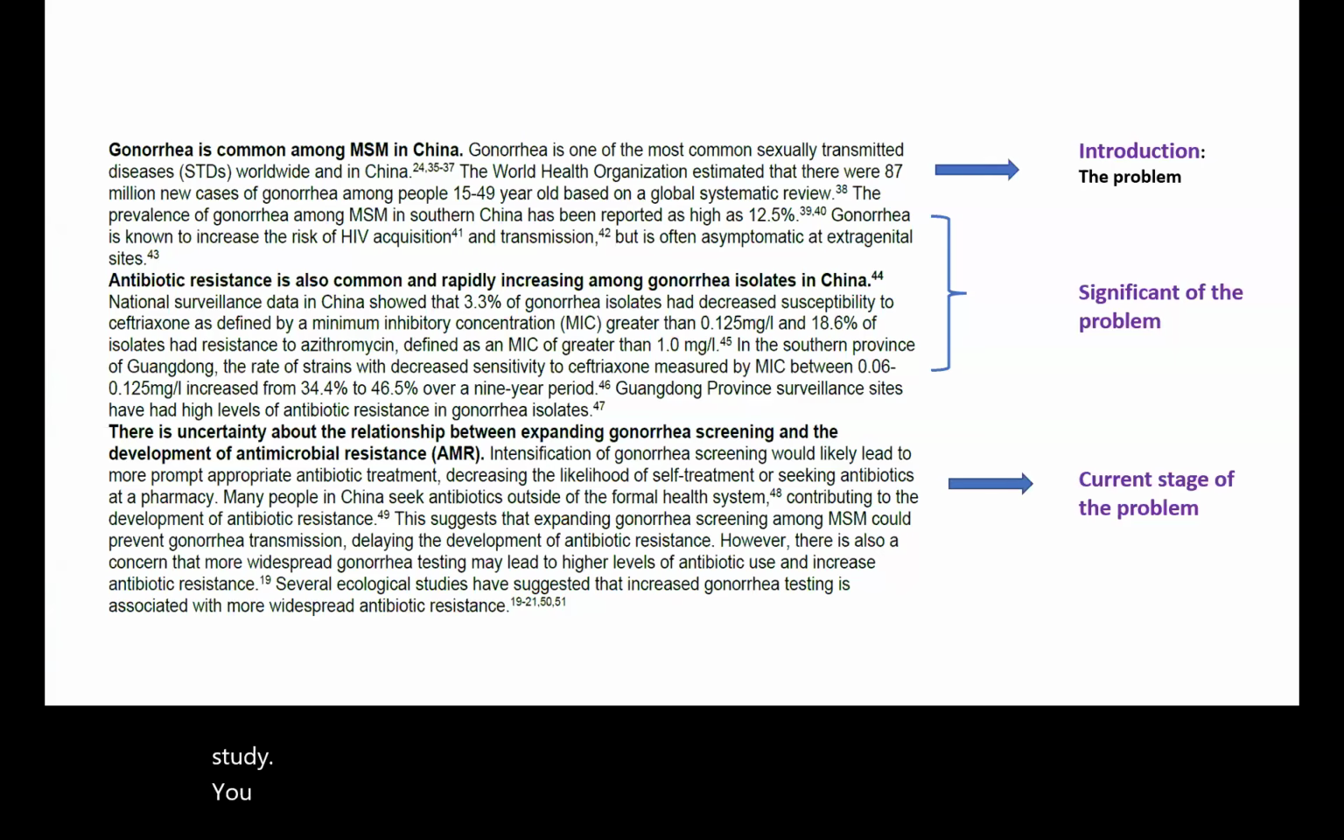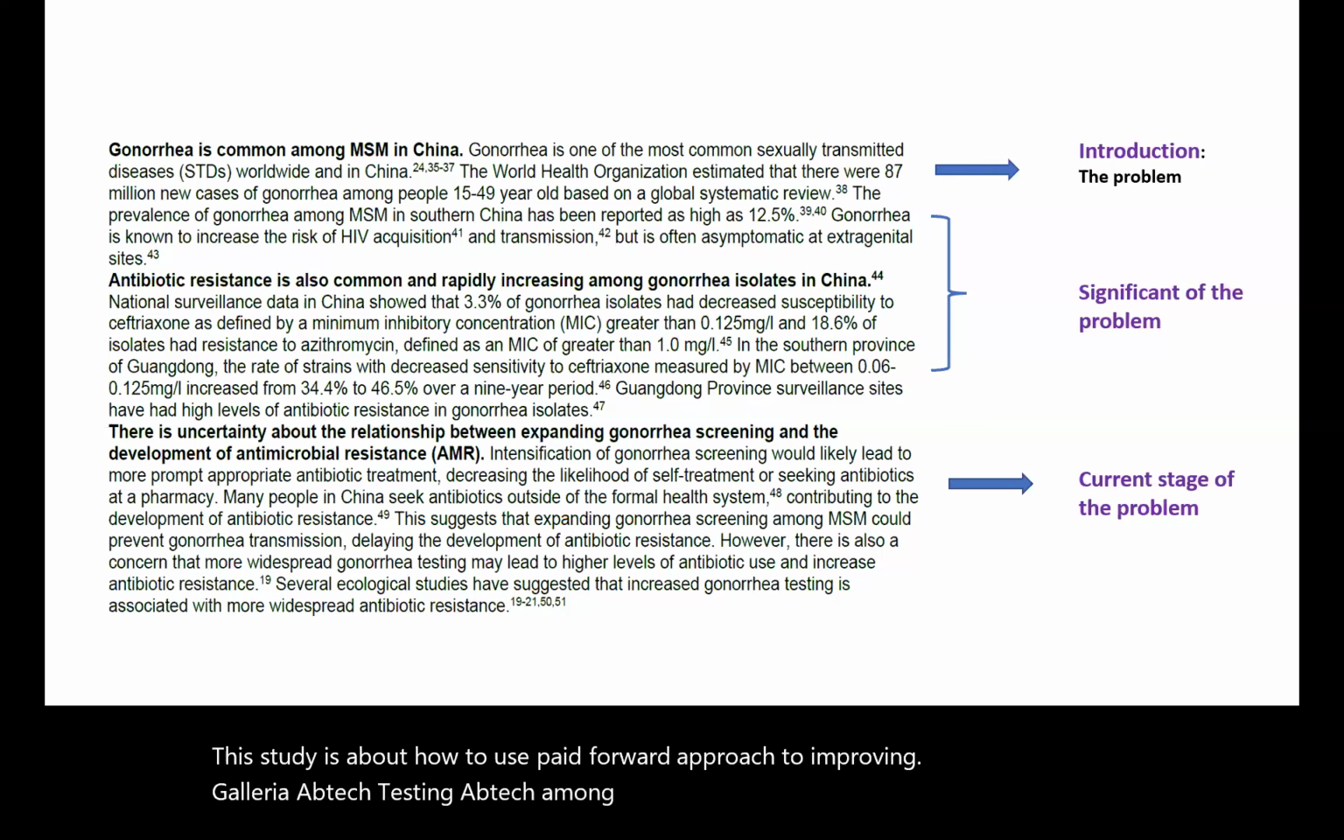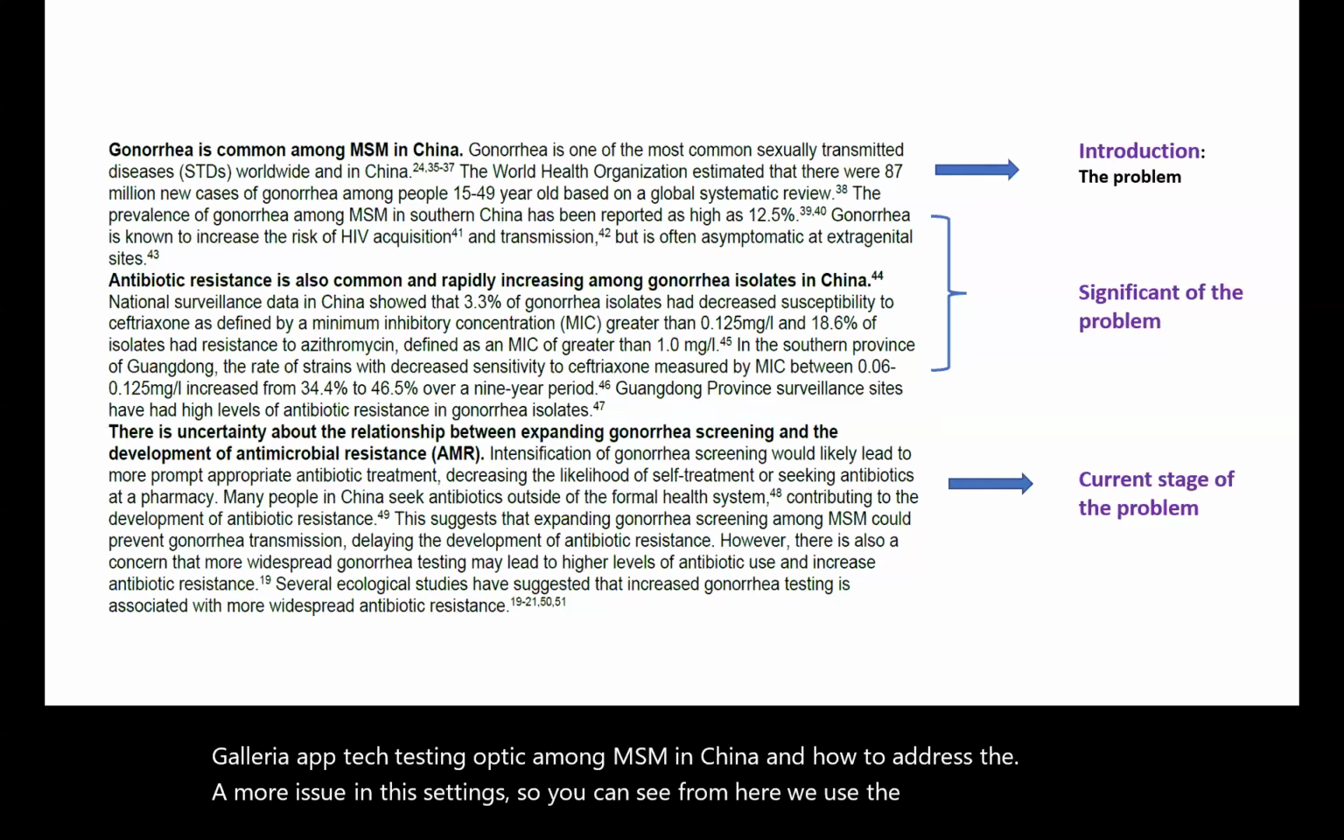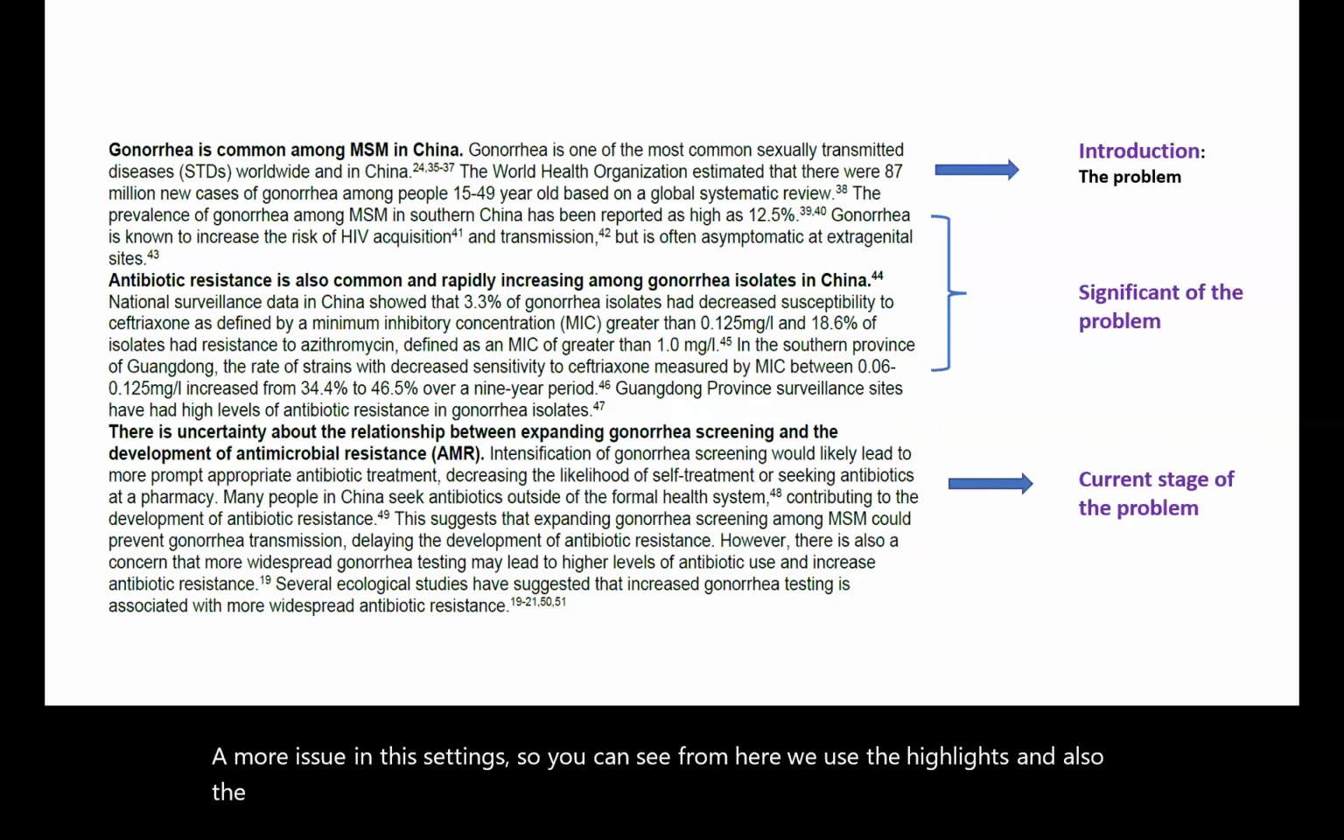This study is about how to use the pay-it-forward approach to improve gonorrhea testing uptake among MSM in China, and how to address the AMR issue in these settings. You can see from here, we use the highlights and also the headings to mention what we will discuss in each of the paragraphs. For example, the first paragraph is the introduction of the problem.